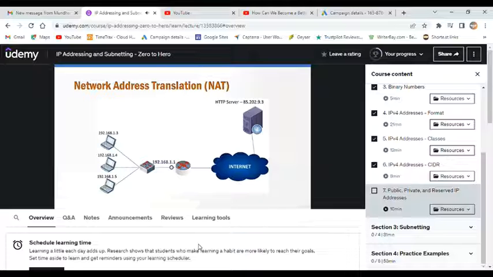We have a private interface on the router. This is the LAN interface, and its IP address is 192.168.1.1. And we've talked about this in the previous slides. The network portion of the IP address has to be the same in the entire network. So this is our private network facing interface on our router.